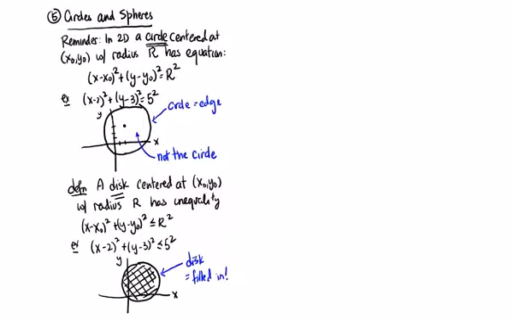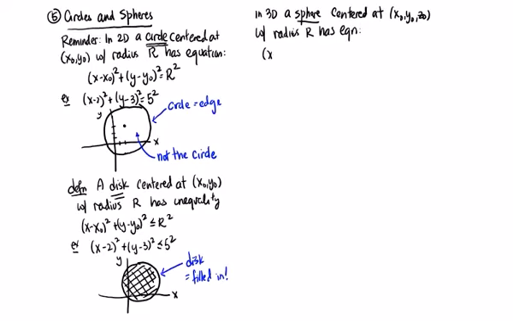So likewise, when we move to 3 dimensions, in 3D, a sphere centered at x0, y0, z0 with radius r. And you can probably guess where this is going. All I do is I add in a z term.